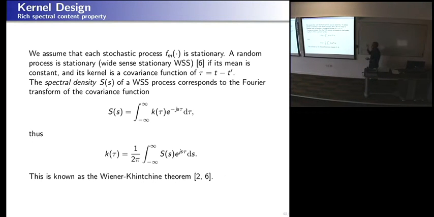Because we know that our subprocesses have this property, we can use the Wiener-Khinchin theorem, which says that the spectral density of a wide sense stationary process corresponds to the Fourier transform of the covariance function. So if we have the covariance function of a process, we can get its spectral density. If we have the spectral density of a process, we can recover the covariance function. This allows us to make a frequency domain analysis of these kernels and compare them in order to choose a kernel or a covariance function that is more appropriate for describing rich spectral content.